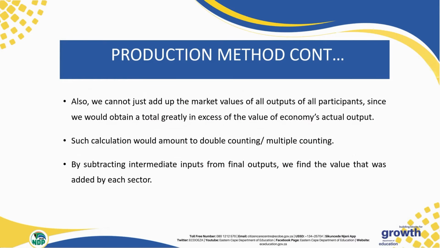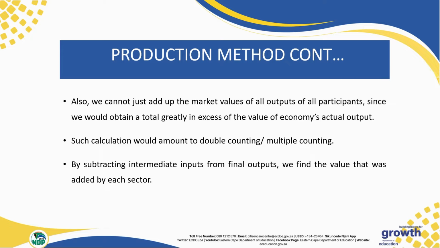If we are about to calculate the production method, the mistake that we can make is to add all the market values of all the outputs that are produced in the country. Because if we add the market values, it would mean that the total will actually be greater than what it's supposed to be. Such calculations may lead to double counting or multiple counting, whereby a figure is going to be reflected more than twice. Then we are able to rectify the double counting.